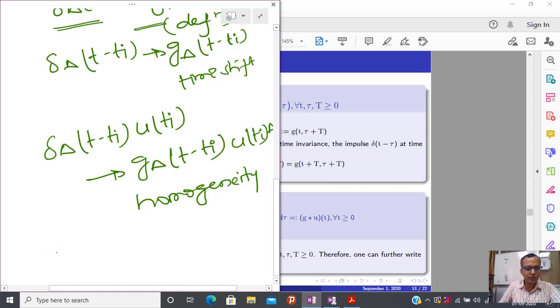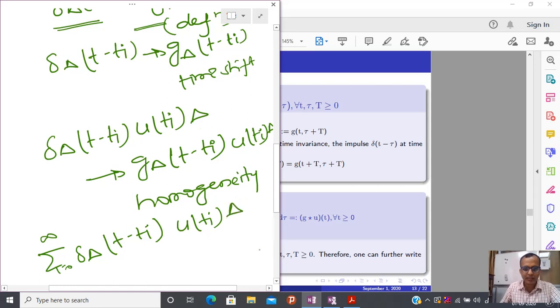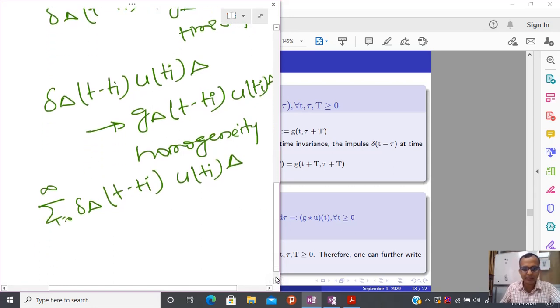So I am going to use the additivity property. If you apply it from i equal to 0 to infinity, then basically I have δ(t − ti), and after that I have u(ti), and here I forgot one quantity, that is delta, because I am talking about basically length and width.